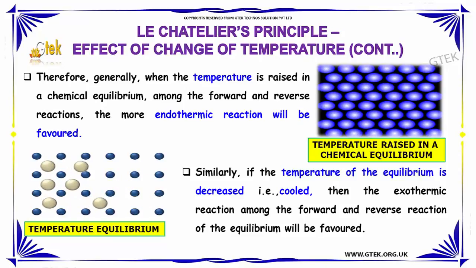Similarly, if the temperature of the equilibrium is decreased or cooled, then the exothermic reaction among the forward and reverse directions of the equilibrium will be favored.